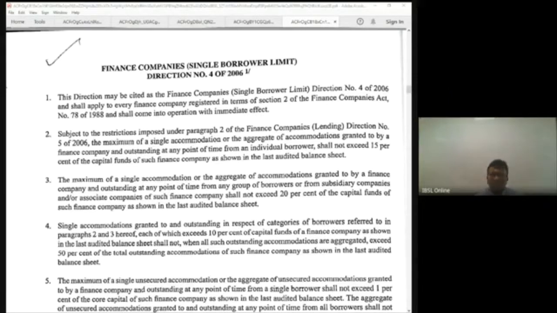Okay. Now, if her business fails, I lose only 5 rupees. Who will lose most? Yes, that's the depositors. Now, if there is a limit on giving loans to an individual, a higher ceiling on giving loans to an individual, what will happen? That's where the single borrower limit comes in, SBL.